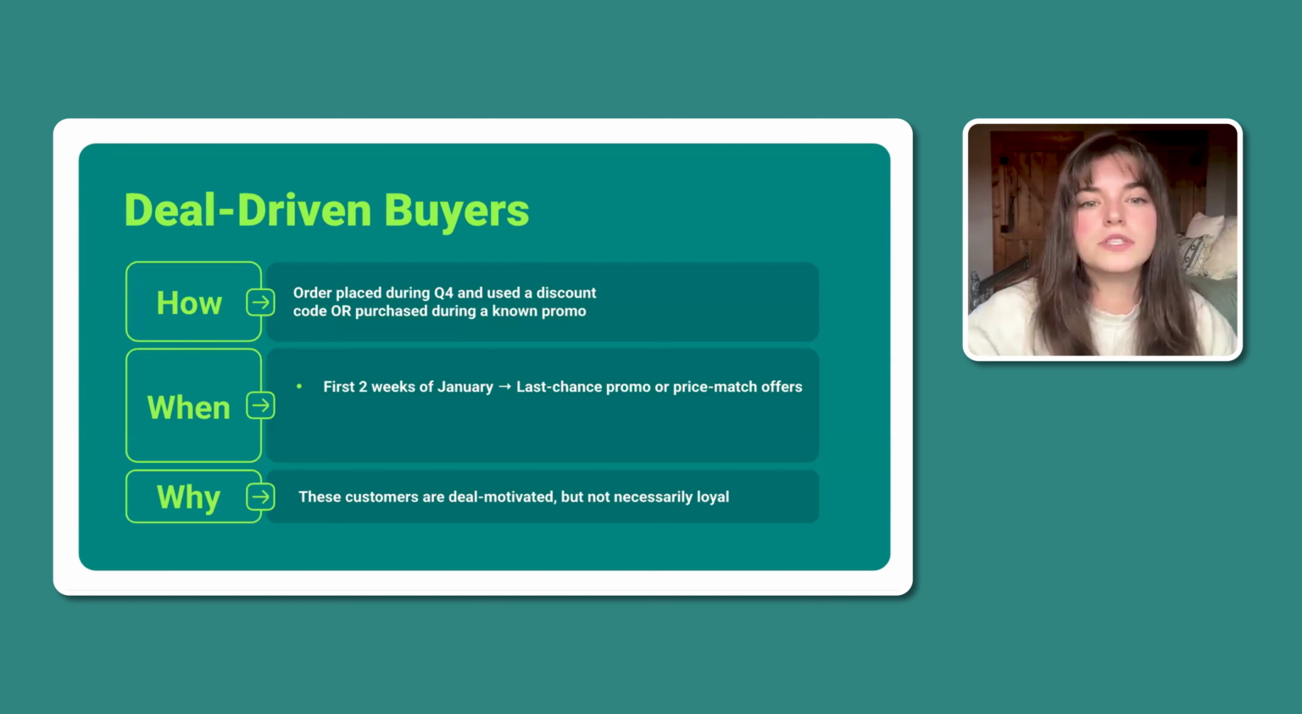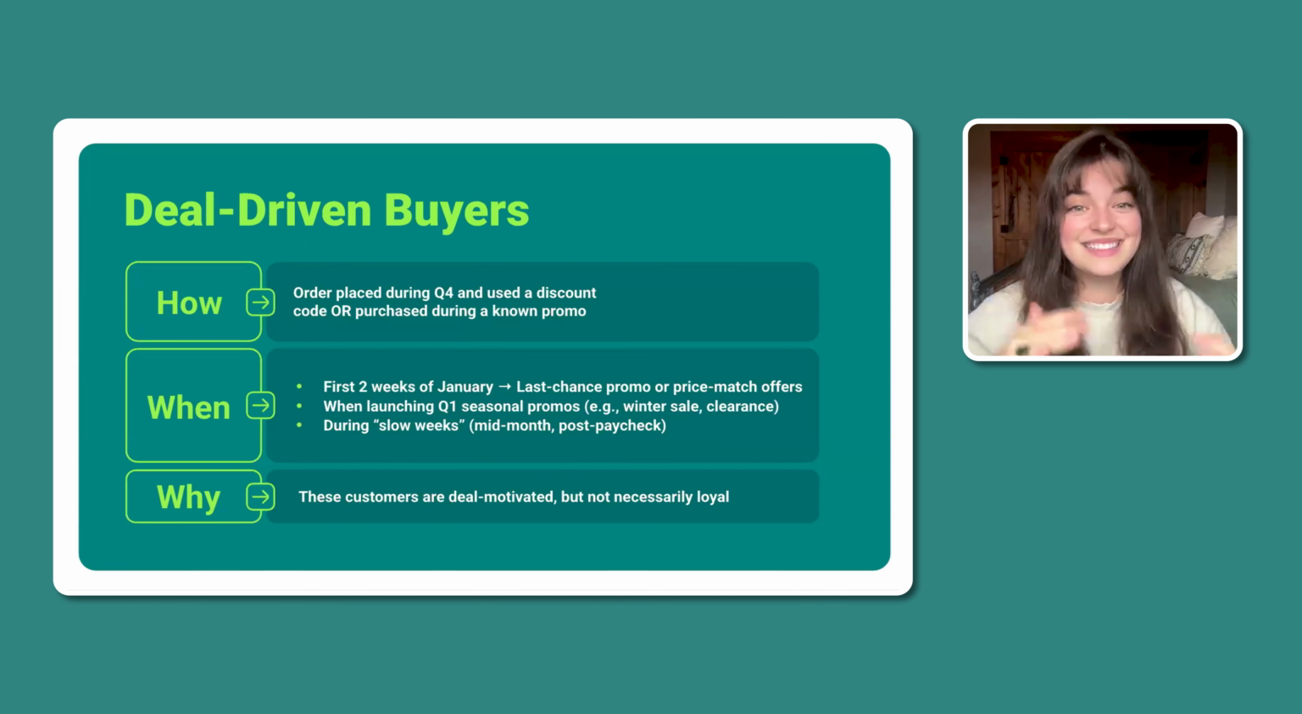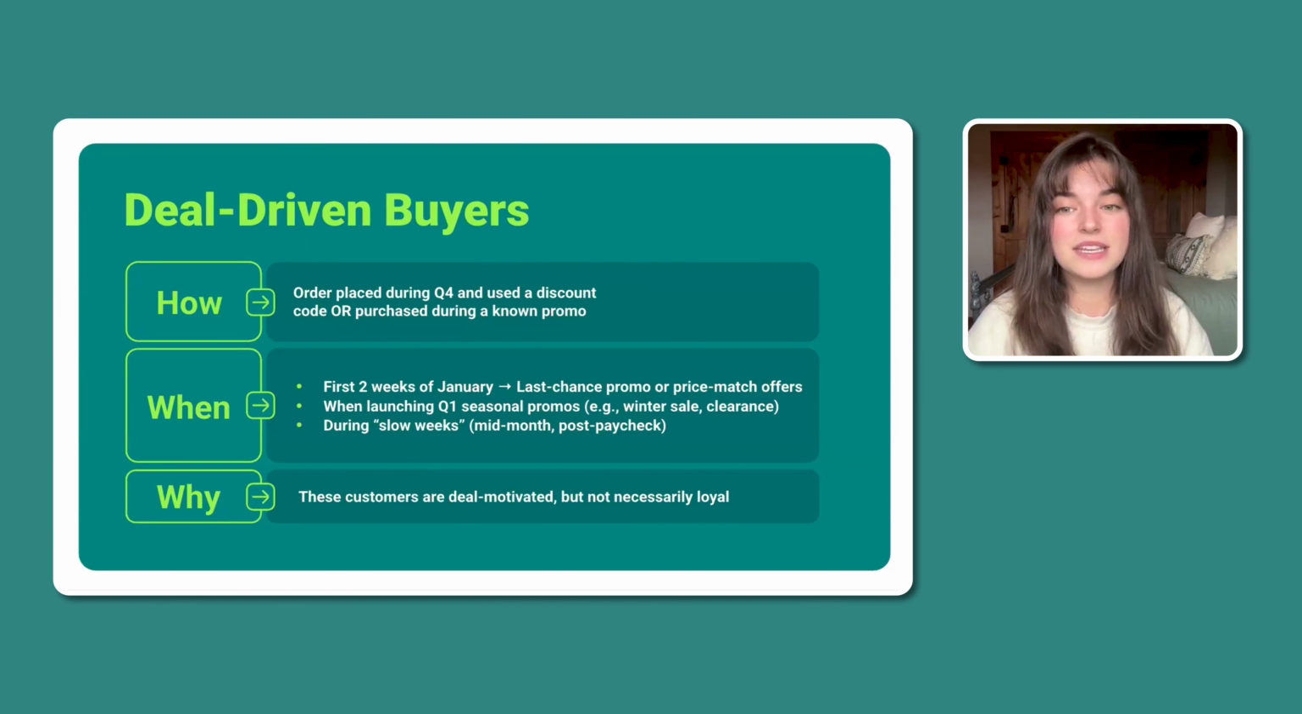All right, when do you want to use this? Again, now is a really great time. Send those last-chance promos or price match offers. Also, when launching Q1 seasonal promotions like your winter sale, clearance, or warehouse cleanouts. These are very similar to your window shoppers, but with discounts in mind. So again, this is a really great opportunity to try and get those people to make that purchase. And then two, during slow weeks. We know January typically is very slow.